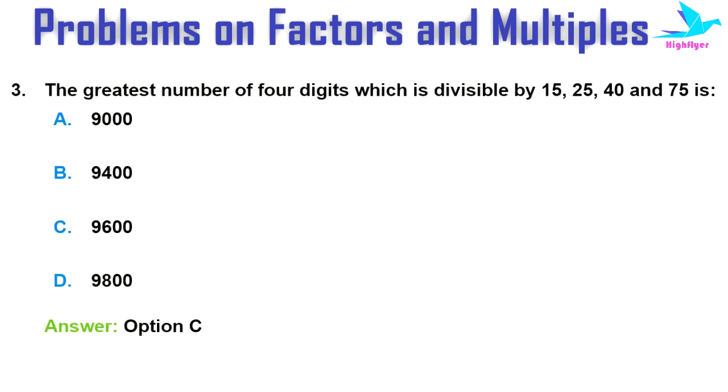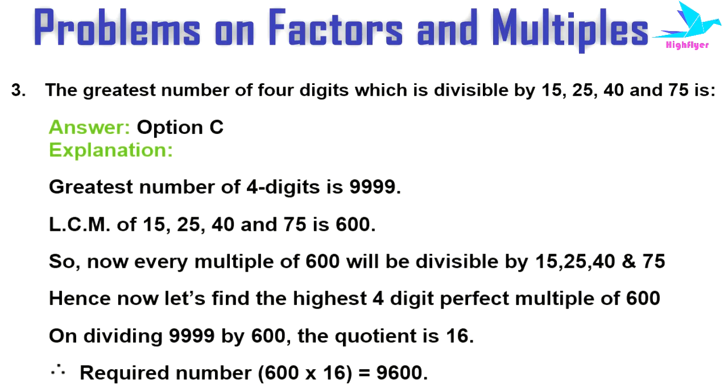Then we'll go to the next question. The next question says the greatest number of 4 digits which is divisible by 15, 25, 40 and 75 is. The options are 9000, 9400, 9600, 9800. The right option is option C, 9600. Let's see how. Now as we know, the greatest 4-digit number is 9999.